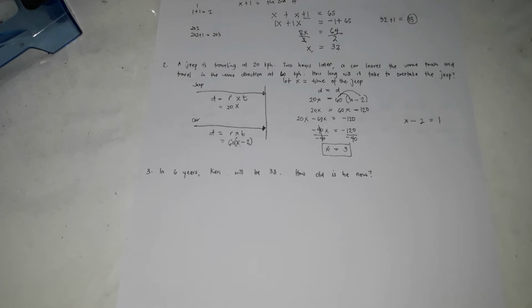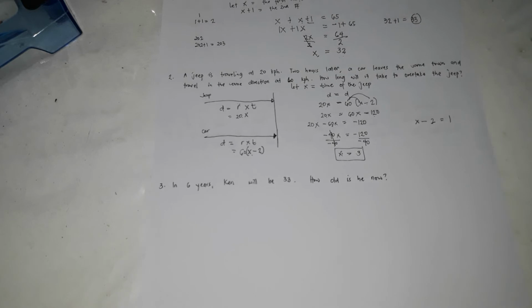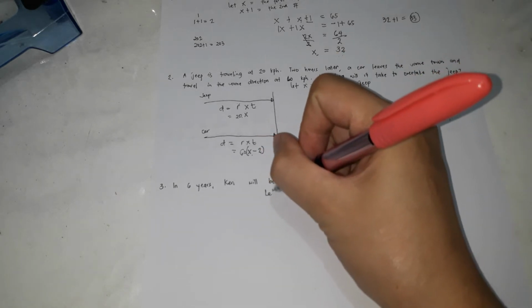So in 6 years, Ken will be 33. This is question number 3. How old is he now? So after 6 years daw, si Ken magiging 33 na siya. So gaano na siya katanda ngayon? So we know it could be answerable by simple subtraction, but we're going to solve this algebraically.